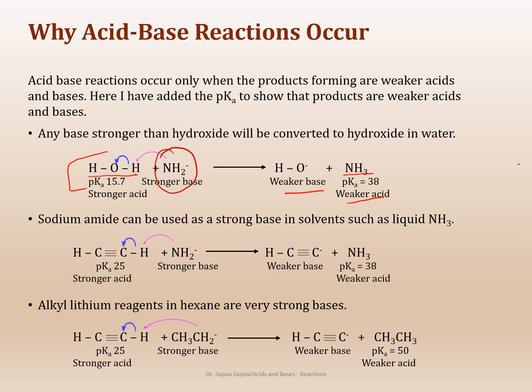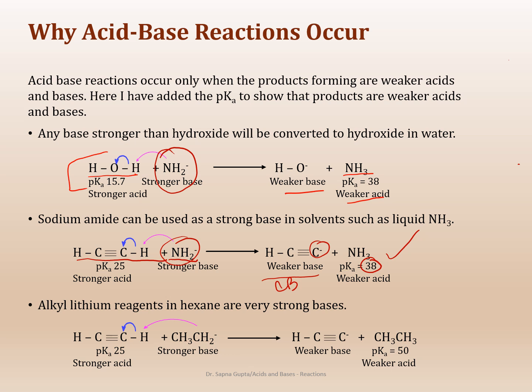Let's look at the next one. In the next one also we are looking at an alkyne. The alkyne is an acid, and the proton is being picked up by amide, again a strong base. Here we have the alkanide ion, which is the conjugate base, and this is the ammonia that is being formed. Is this reaction going to happen? This is going to happen because again you're leading to weaker conjugate acids and weaker conjugate bases.